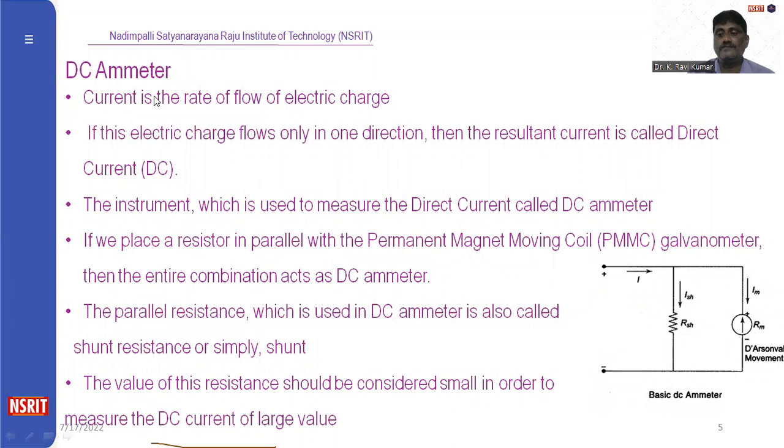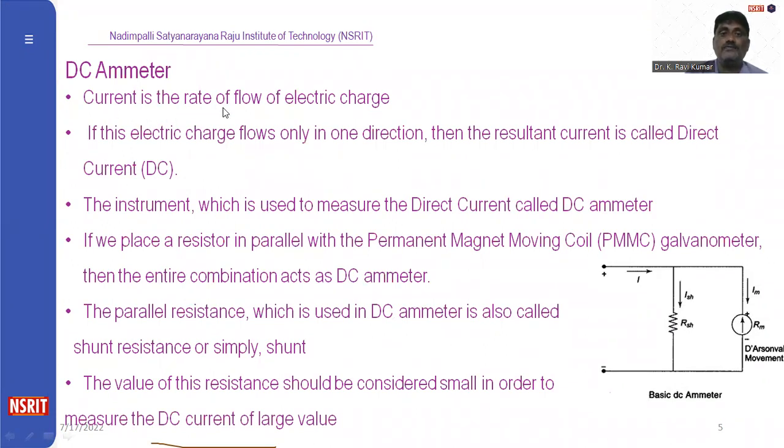So, the construction of a DC ammeter. This is the construction of a DC ammeter. Here we are using a galvanometer. The RSH resistance, that is the shunt resistance, is connected in parallel with this one. The shunt current will flow through this resistance. It controls the flow of current.